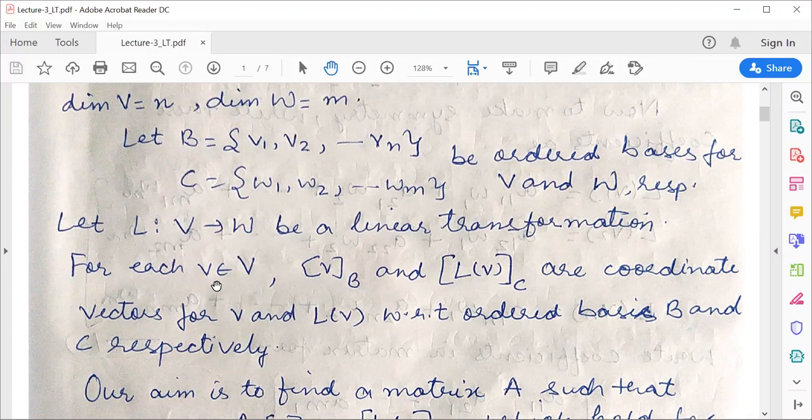Now, for any small v belonging to capital V, we know that [v]_B is the coordinate vector of the vector v with respect to the basis B, and [L(v)]_C means the coordinate vector of L(v) with respect to the ordered basis C. Why are we calculating these? Because v belongs to V and the ordered basis for V is B, and L(v) is an element of vector space W and the ordered basis for W is C. So I can calculate the coordinate vector of L(v) with respect to the ordered basis C. These are the two notations of the coordinate vectors.